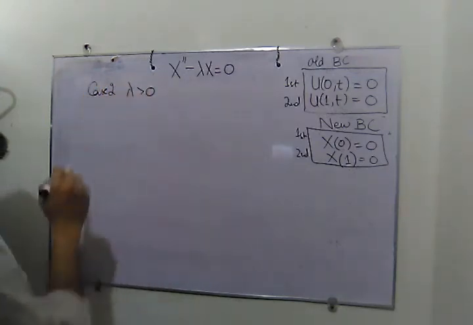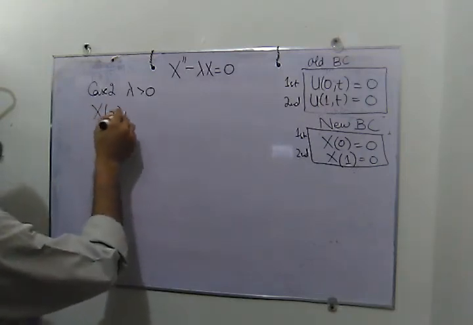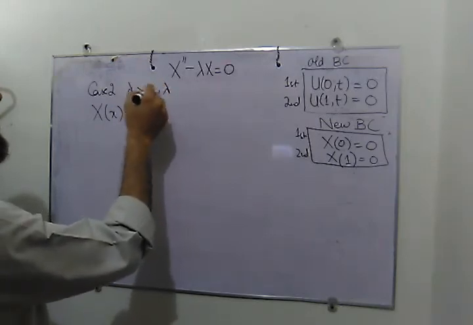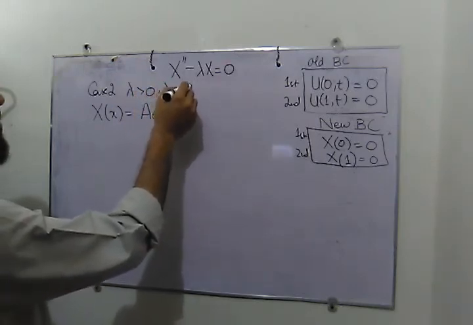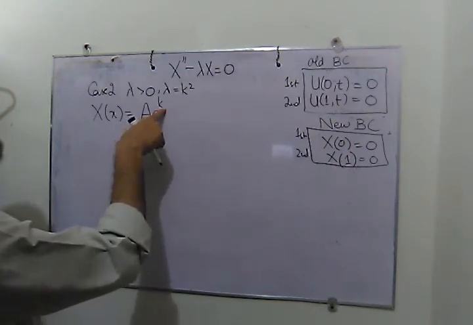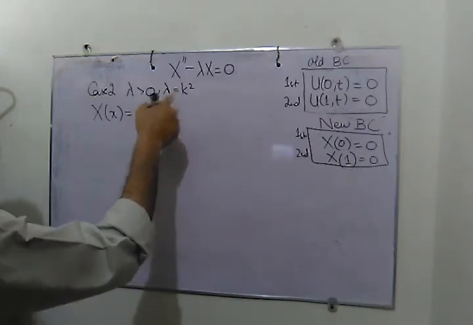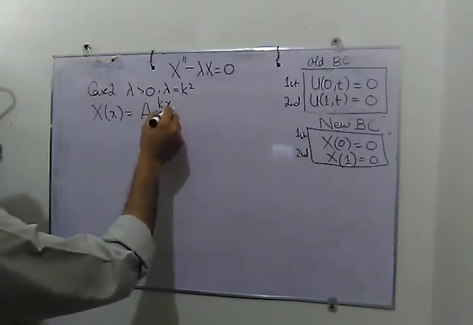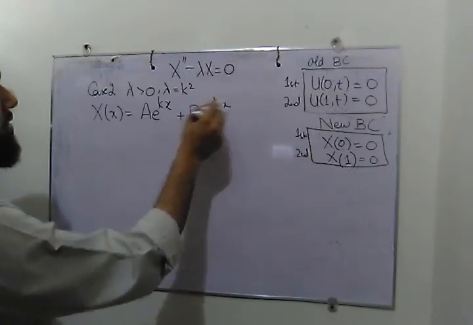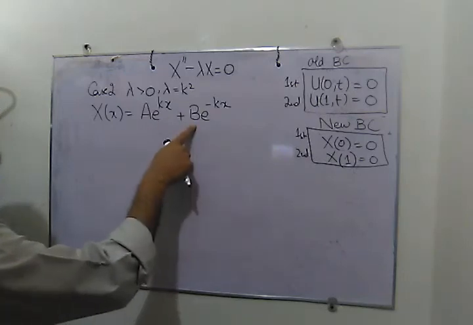Lambda is greater than 0. We have a solution: X of x is equal to a exponential k x, where lambda is equal to k square, in order to save us from having square root terms, square root of lambda. So we put lambda is equal to k square, plus b exponential minus kx. Now we have a and b here.